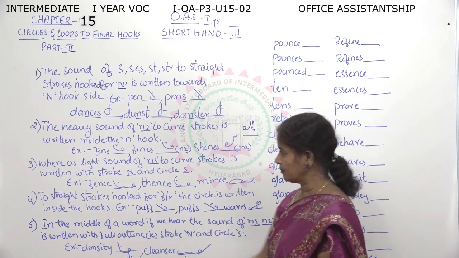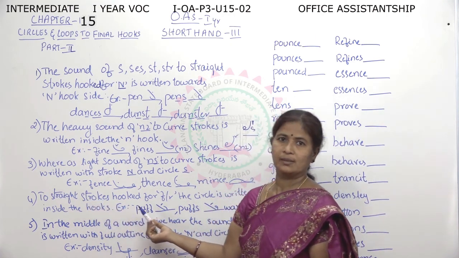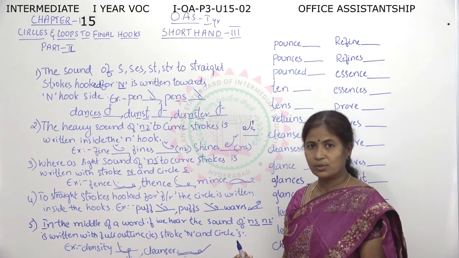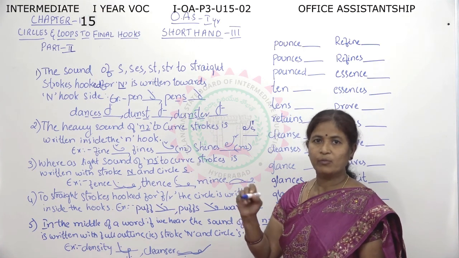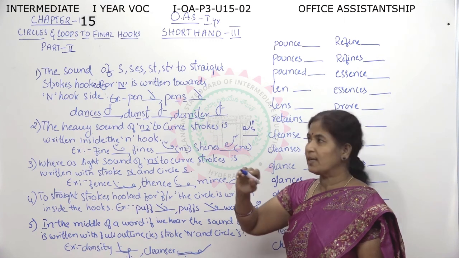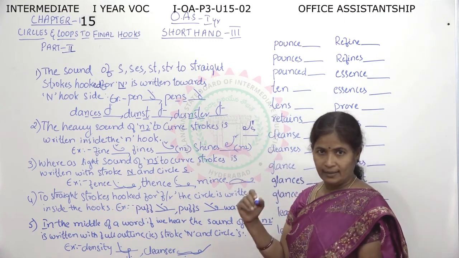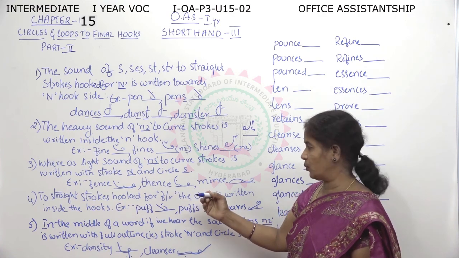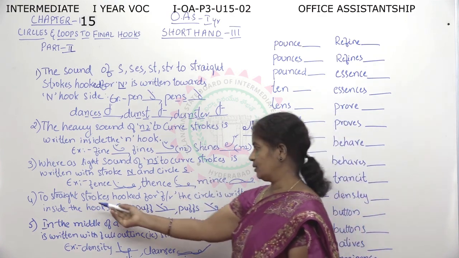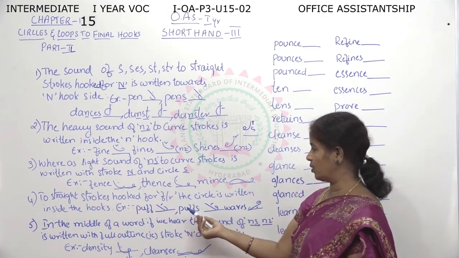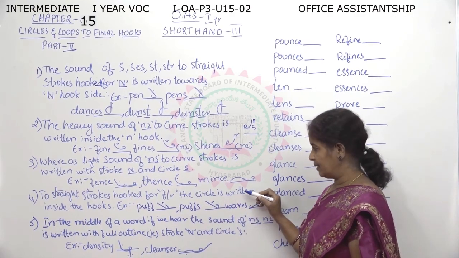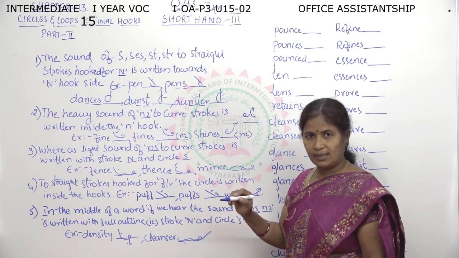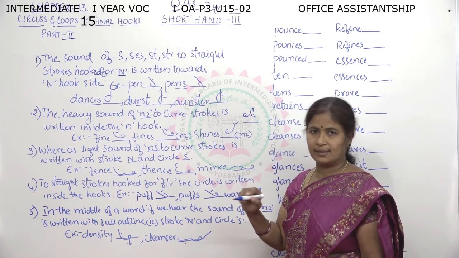Okay. Two straight strokes hooked for F. How do we write F or V hooks to straight strokes? With left motion, that means opposite to L. Opposite to L, we read the sound of F or V. Two straight strokes hooked for F or V, the circle is written inside the hooks. Why? Because we have to see the F hook as well as the circle.